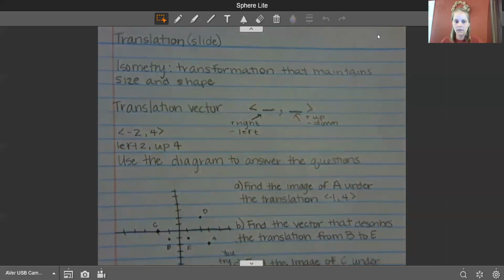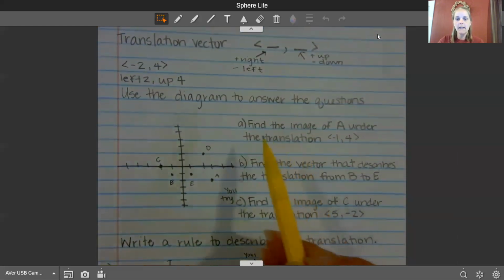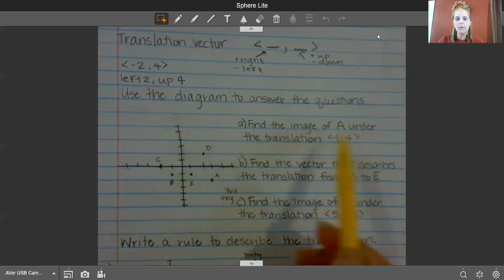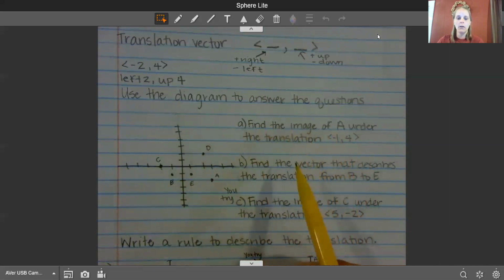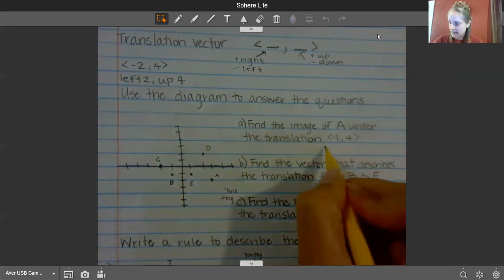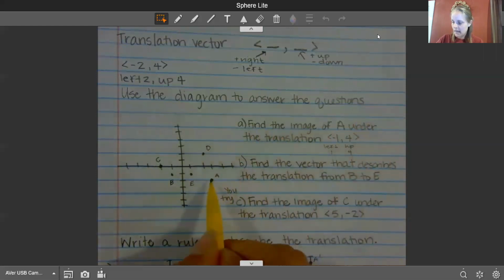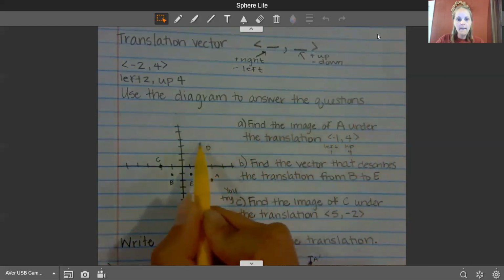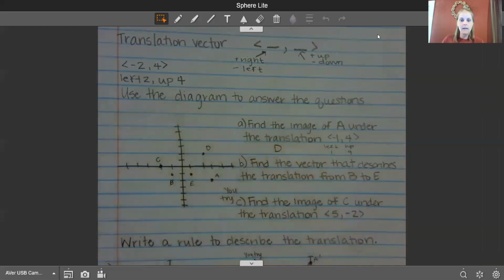So here's a few questions for us to look at. Use the diagram to answer the questions. So A says, find the image of A under the translation -1, 4. And this wording right here just means translate A and figure out what new point you're going to be at. So if I'm at A and I'm talking about -1, 4, that means left 1 and up 4. So I'm going to take A and go left 1 and up 4, and the image that I'm going to be at is D. So I would say this is D.